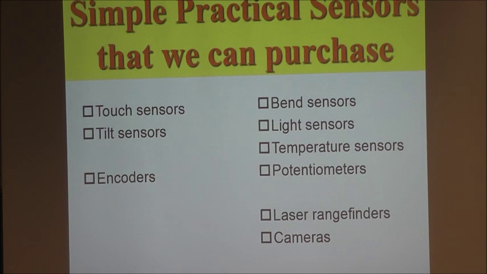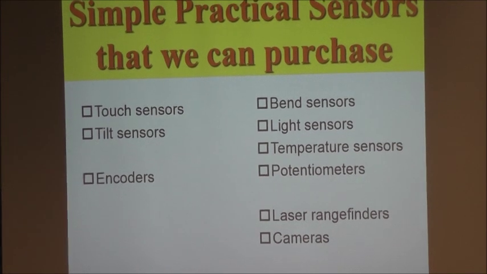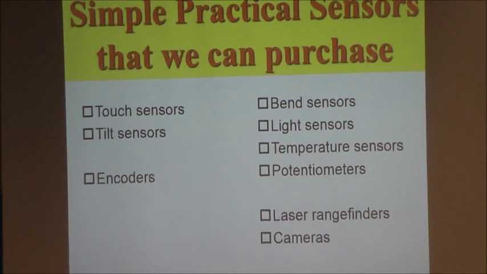So these are the sensors that we can purchase. In fact, if you Google any of them, the first thing they do for you is give you a whole bunch of prices to buy them. Touch sensors, as I told you, with tactile sensing, or tilt sensors. Encoders, which measure the velocity of the shaft of a motor, which rotates the joint of a robot. Bend sensors.